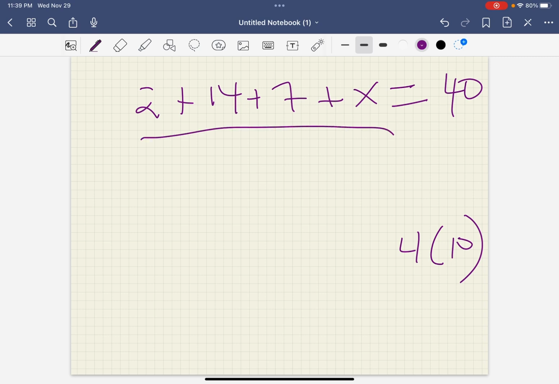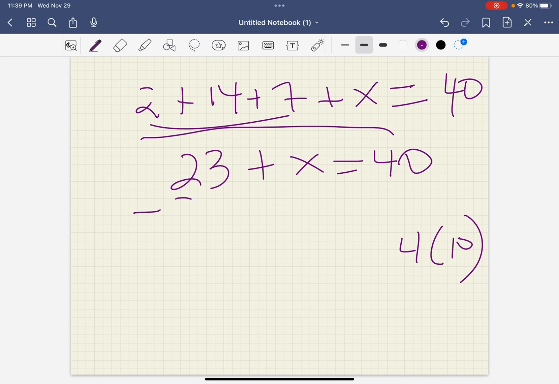And then you can set it up something like this. So if we add 2 and 14, that's 16, and 7 is 23. And then to find out what x is, we need to subtract 23. So x is going to be equal to 17.